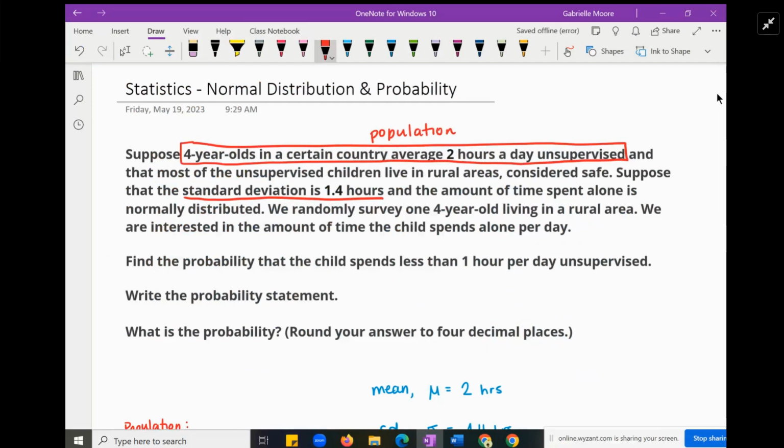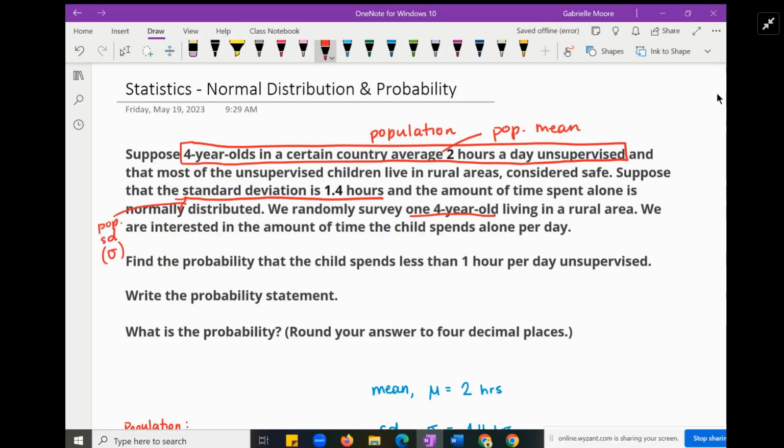The reason why I say that is because later on it says in a very distinct way, they survey one 4-year-old. So we're looking at a single 4-year-old child out of the entire population. So we're not dealing necessarily with a sample, okay? We're dealing with straightforward parameters and an individual value related to that population. Okay, so let's make those notes, right? This is the population mean, that's the parameter, and this is our population standard deviation.